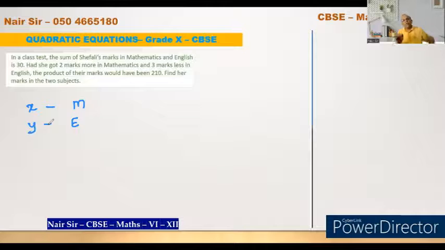Whenever you are solving a quadratic equation, you have to make sure that it will be a single variable. We are taking x and y, but later we have to convert it.